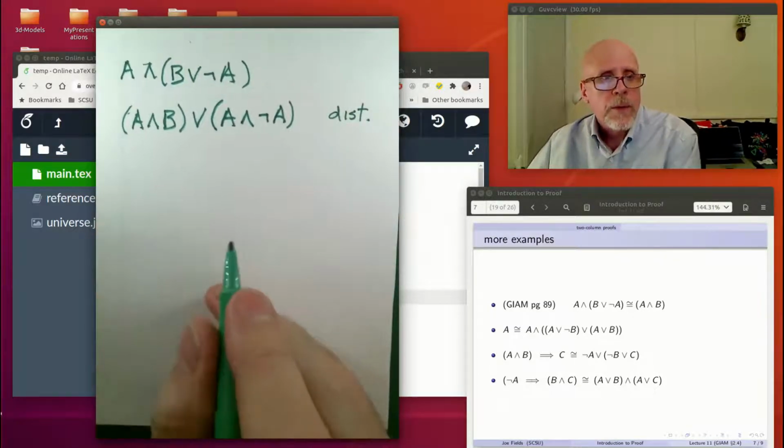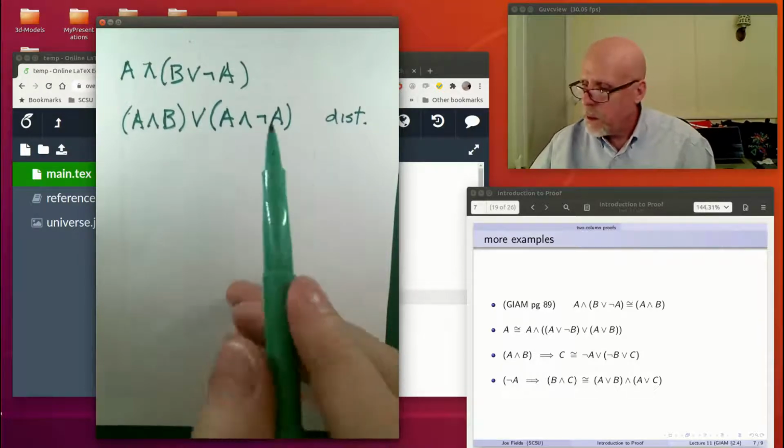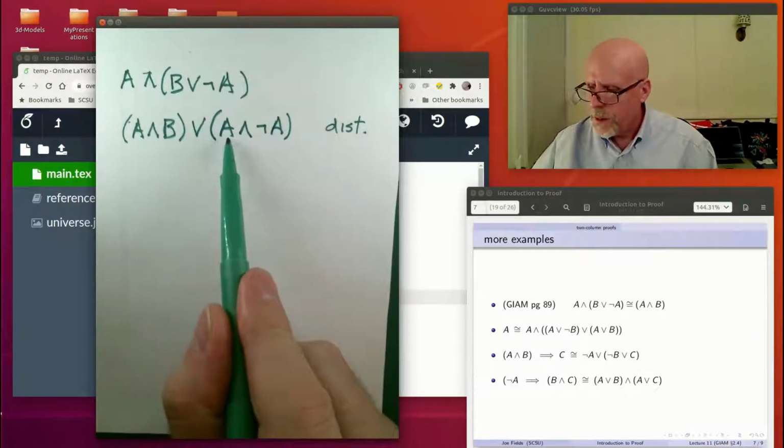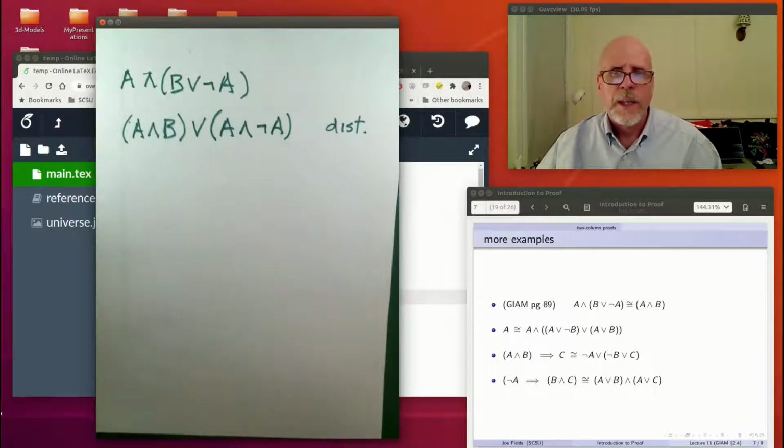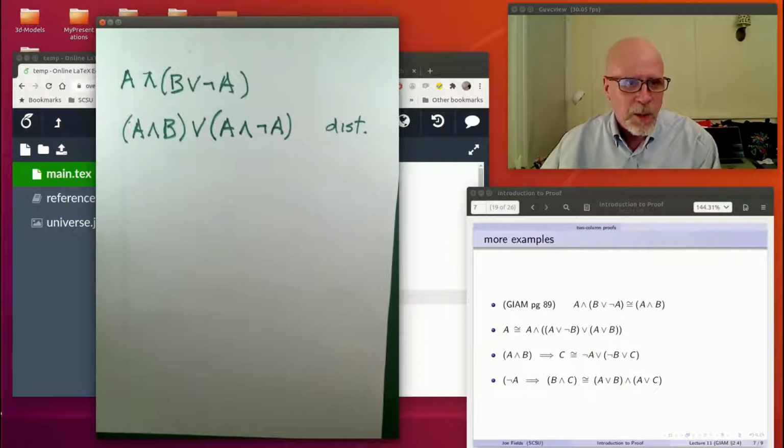What can you do next? Well, I bet everybody notices this. This is a place where a sentence and its exact negation are on either side of an and. That's one of our laws. It's called complementarity. So what is the truth value of A and not A?